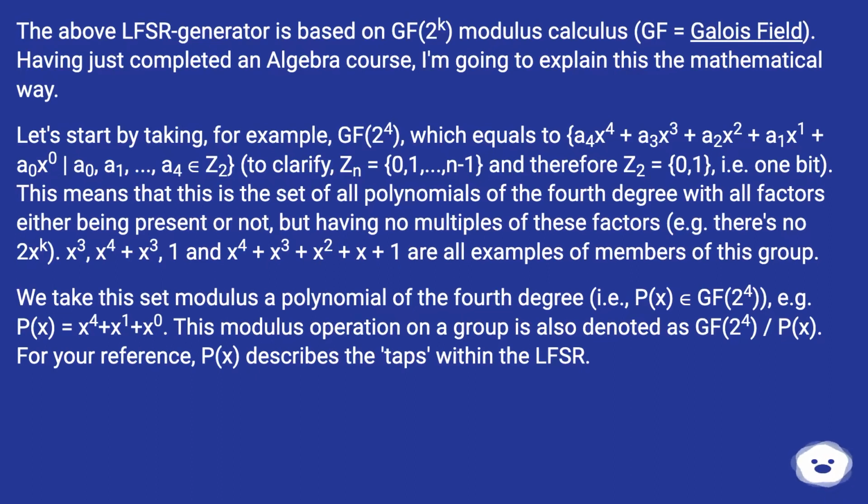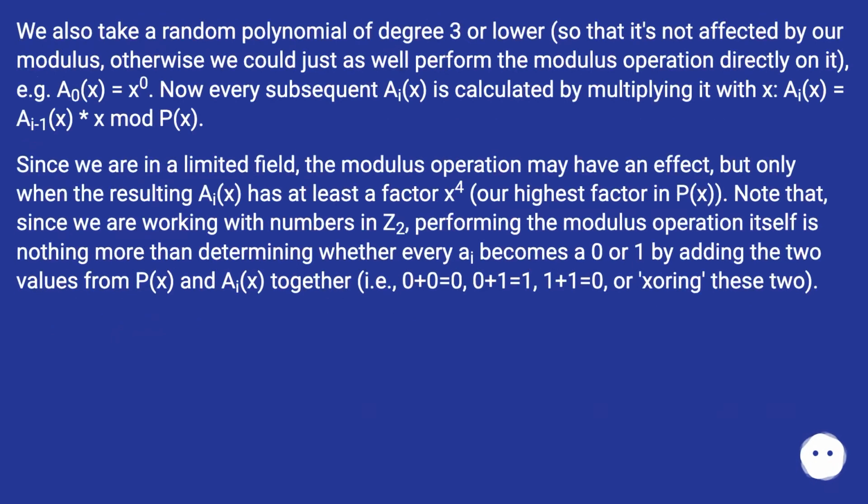We take this set modulus a polynomial of the fourth degree, i.e., p(x) in GF(2^4), for example p(x) equals x^4 + x^1 + x^0. This modulus operation on a group is also denoted as GF(2^4)/p(x). For your reference, p(x) describes the taps within the LFSR. We also take a random polynomial of degree 3 or lower, so that it's not affected by our modulus, otherwise we could just as well perform the modulus operation directly on it, for example a0(x) equals x^0. Now every subsequent i(x) is calculated by multiplying it with x: i(x) equals i-1(x) times x mod p(x).